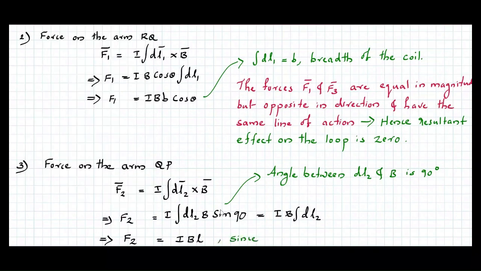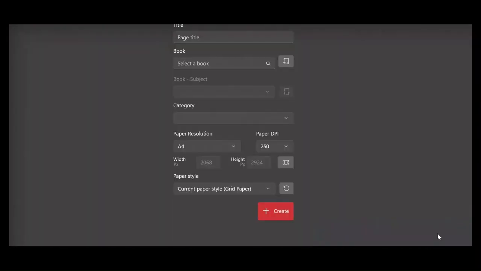If we integrate a small element dl, then you will get the length of the segment QP, which is nothing but the length of the coil. Hence, integral dl2 is equal to L, the length of the coil. Hence, F2 becomes IBL.